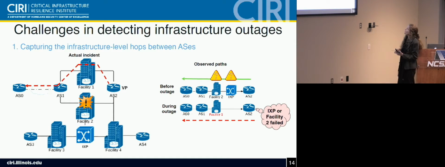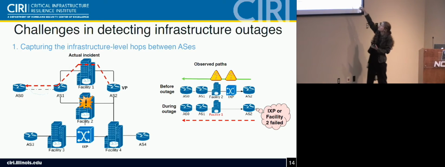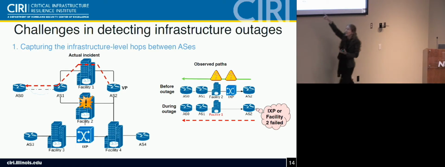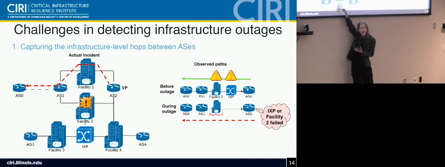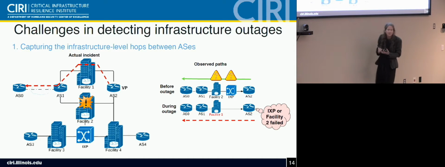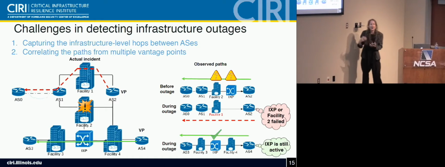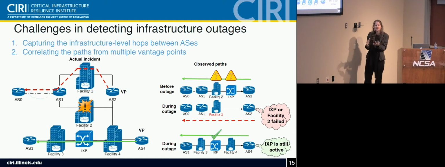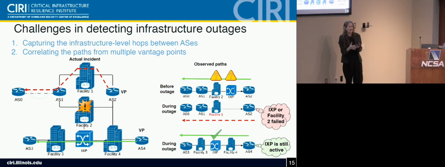So one, you need to actually capture the infrastructure level hops. Indeed, sorry, I left that out. AS2 doesn't even really know whether it's facility 2 that went out, like a power outage, or something happened with this IXP in terms of peering, a peering outage or intentional change in peering. If you have enough other measurements of other paths, you could constrain the inferences that you make to hopefully one that could possibly be valid.